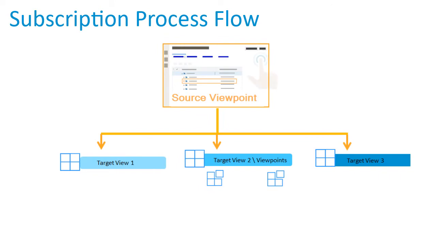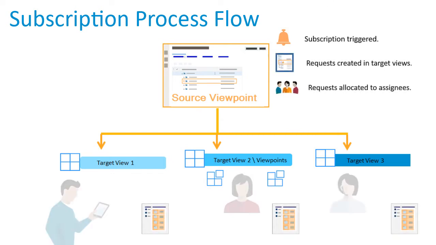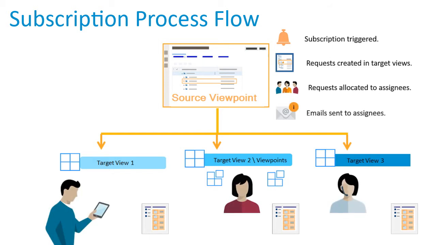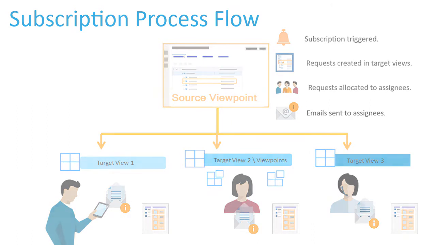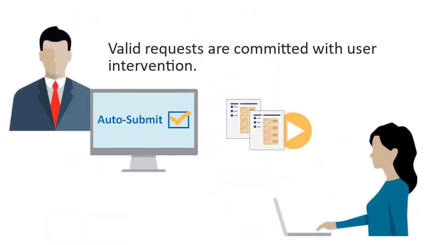When changes to source dimensions are committed in a source viewpoint, subscriptions are triggered, change requests are generated in target views or viewpoints, and allocated to assignees. Email notifications are sent to the assignees, providing access to the proposed change requests. If auto-submit is enabled and a request is fully validated, it's committed without user intervention.